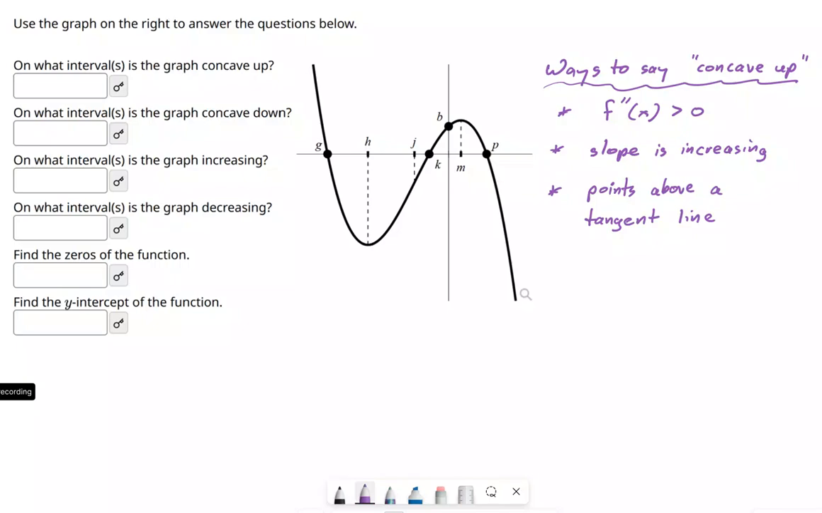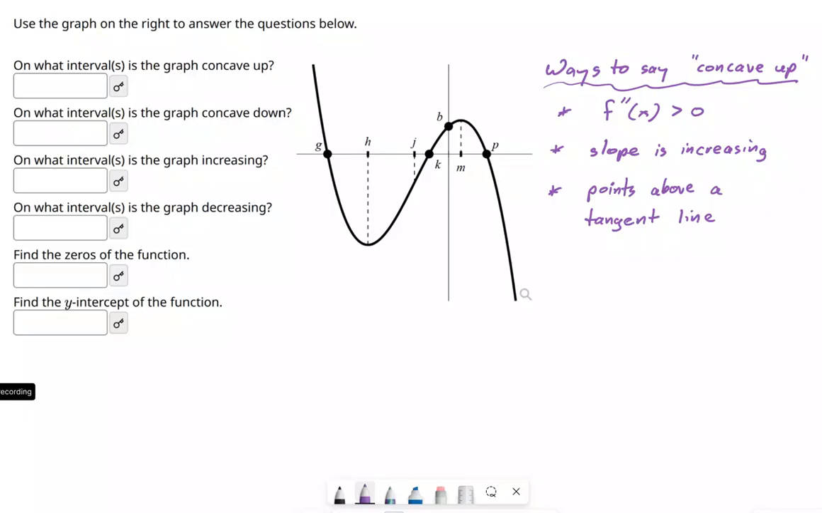The concept of concavity sometimes takes a moment to get your head around, so I'm going to start with that. I'm going to describe concave up three ways, and then we can start to move through this problem a little more quickly. One of the first ways to define concave up is to say that the second derivative of the function is positive. Now, if you're familiar with derivatives, that's great.